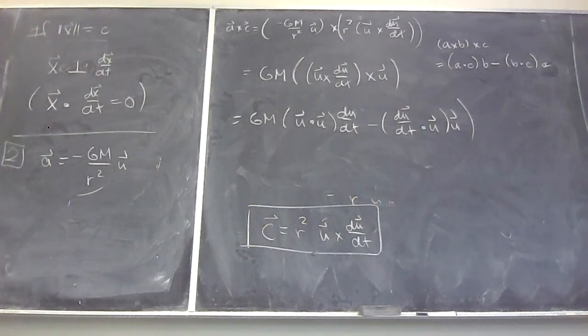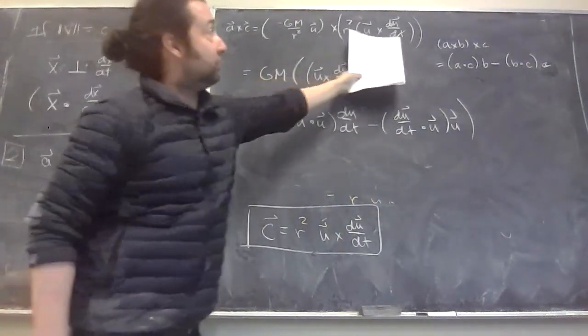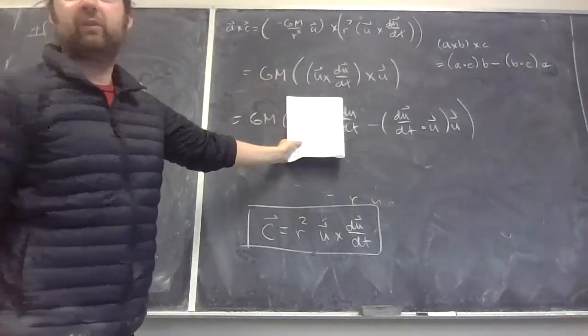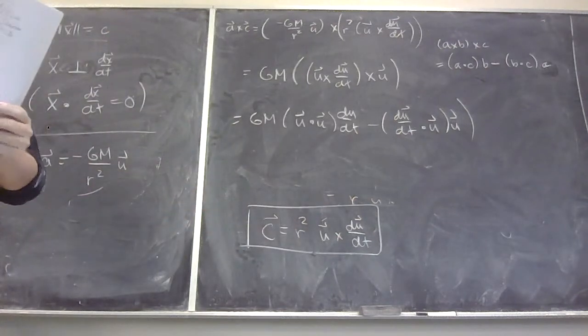What happened to the negative? We flipped the order. We flipped this to the front. So see, there's a U cross dU on the right and a U on the left in the cross. I flipped that to the front, which killed the negative. A cross B and B cross A are related by a change of sign.